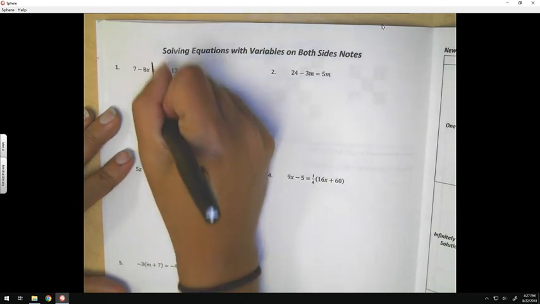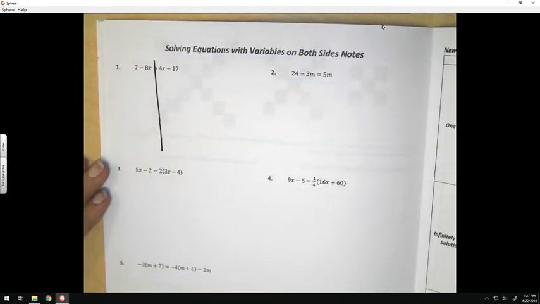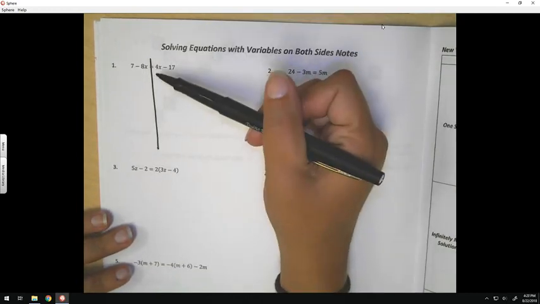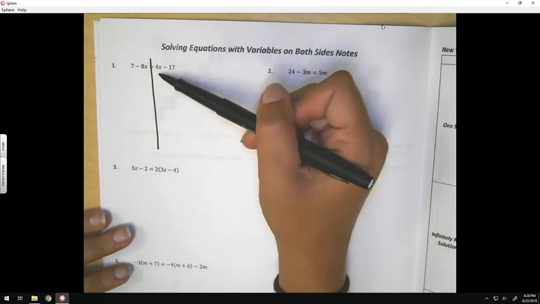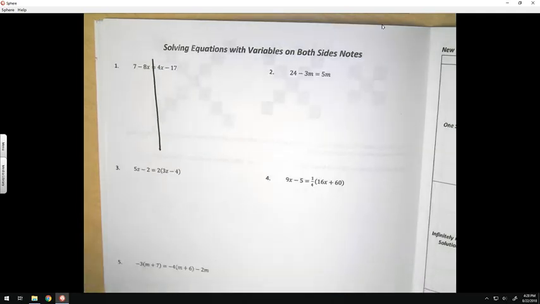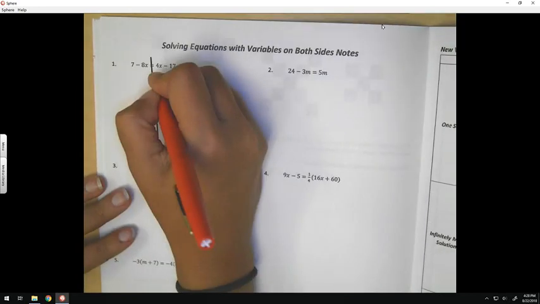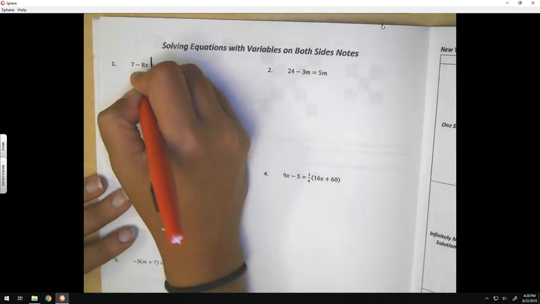So here's what we're going to do. We're still going to start the same way, drawing a vertical line through our equal sign. Now we need to get the x's together. In other words, there's an x on the left and an x on the right. We need them to move so they're on the same side. So what I'm going to do is subtract 4x on both sides.